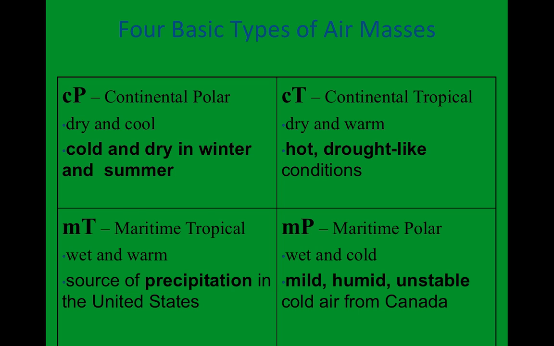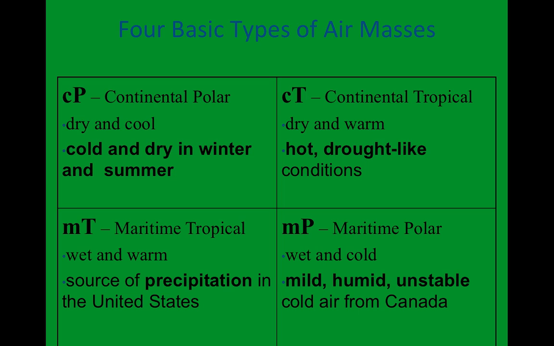Then we have the maritime tropical air mass. Maritime meaning it formed over water, so it's going to be wet. And tropical meaning that it formed at a low latitude, so near the equator, meaning that it's going to be warm. This type of air mass can bring a lot of precipitation to the United States. An example of a location that a maritime tropical air mass could form would be near the Gulf of Mexico or over the Gulf of Mexico.